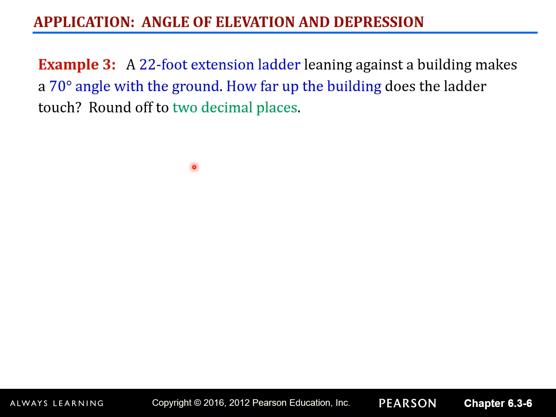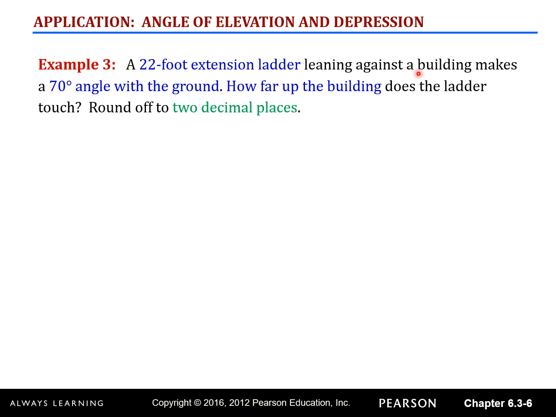Let us have a real life application for the right triangle. So in this example, a 22-feet extension ladder is leaning against a building and makes a 70-degree angle with the ground. So the question is, how far up the building does the ladder touch? Then we have to round off our answer to two decimal places.